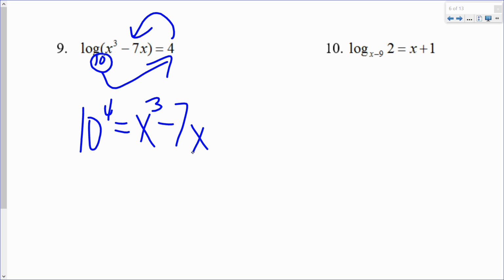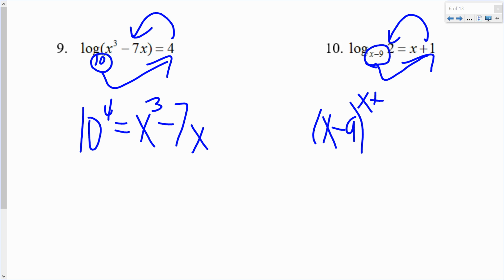Okay, I guess I'll do one more. Again, we're always starting with the base, so I like to circle the base, and I cycle starting with my base. The base to that power equals that. So x minus 9 to the x plus 1 power equals 2.